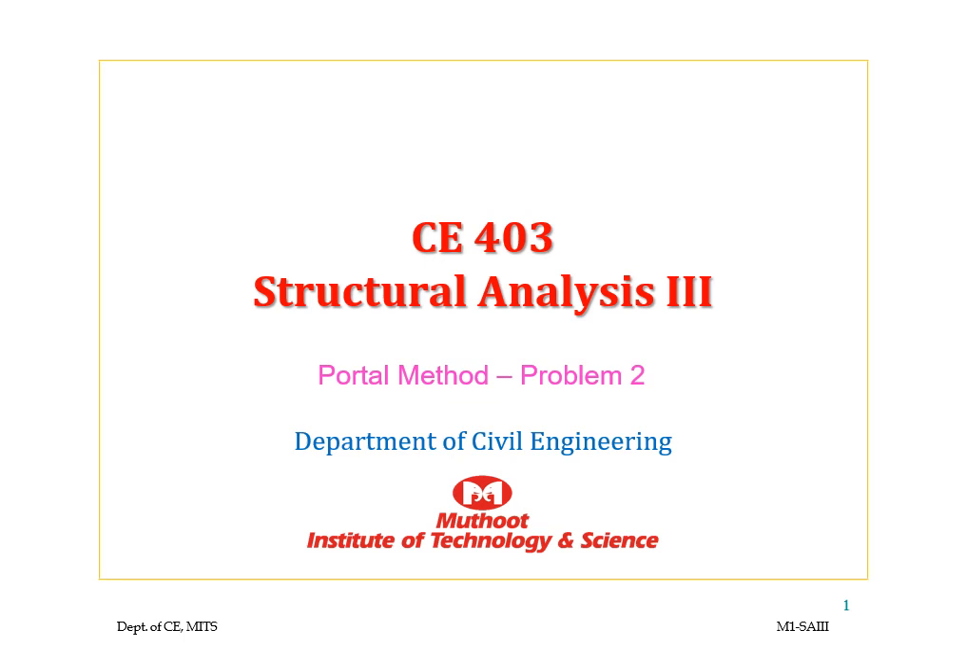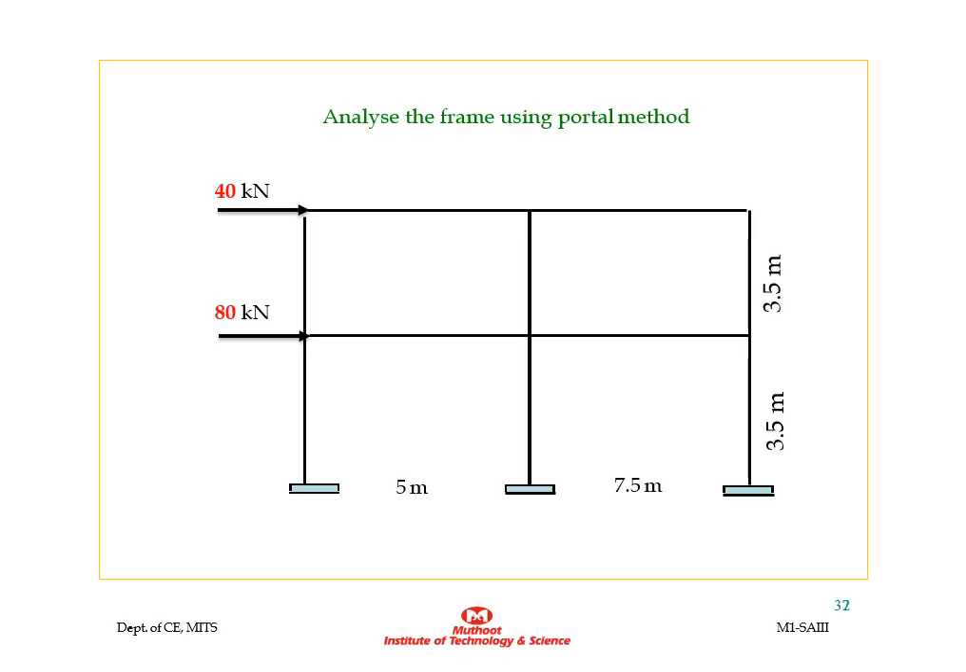Hi students, here is another question from the portal method of approximate analysis for lateral loads on multi-story frames. The question is to analyze the frame using the portal method. This is a two-story frame with horizontal loads of 40 kilonewton and 80 kilonewton acting in the lateral direction at the joints.